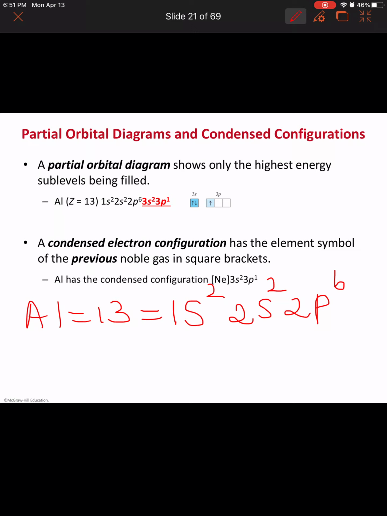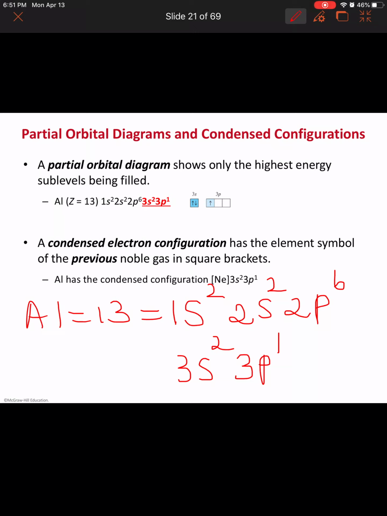So after 2p comes 3s. S can hold 2, so you put 3s2. After 3s comes 3p. So right now, up to here, we have filled 12 and we need 1 more. So 3p1. That is the complete electron configuration for aluminum.